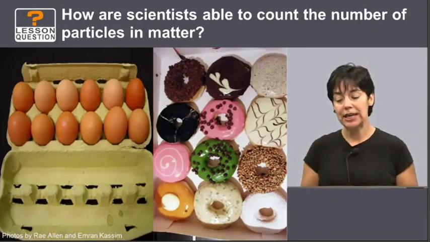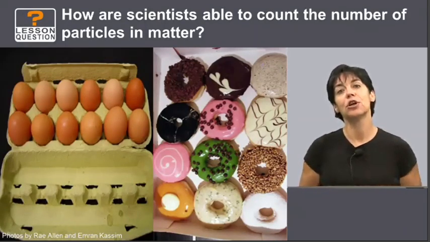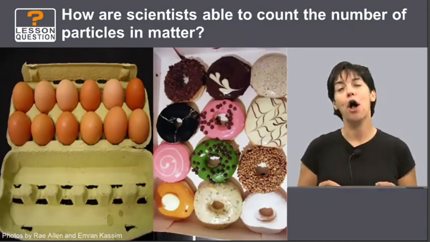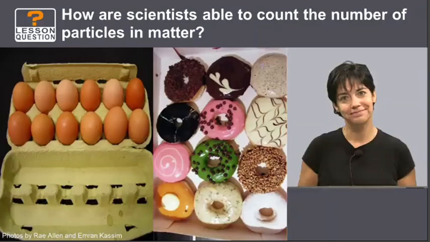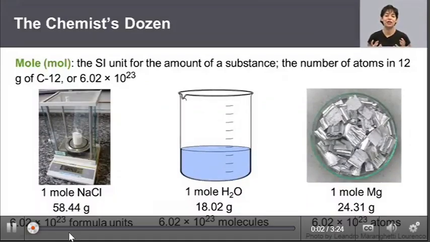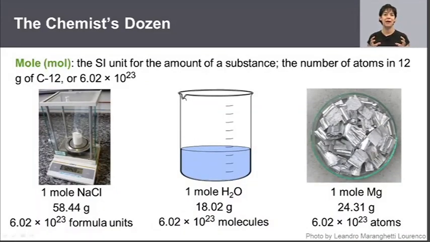Well, similarly, in this part of the lesson, we're going to learn about the chemistry equivalent, and we call that a mole. Chemists have a unit of measure that really easily manages those giant, vast numbers of atoms in a substance, and that's called a mole, the chemist's dozen.